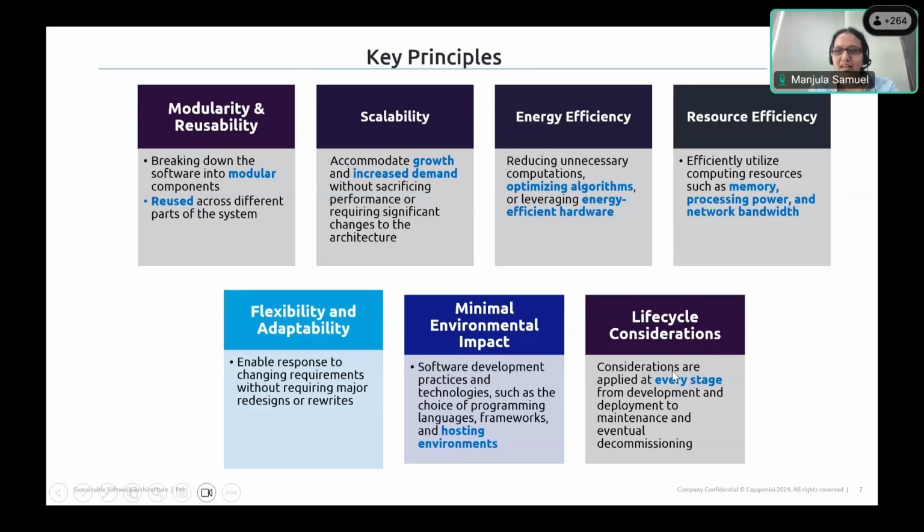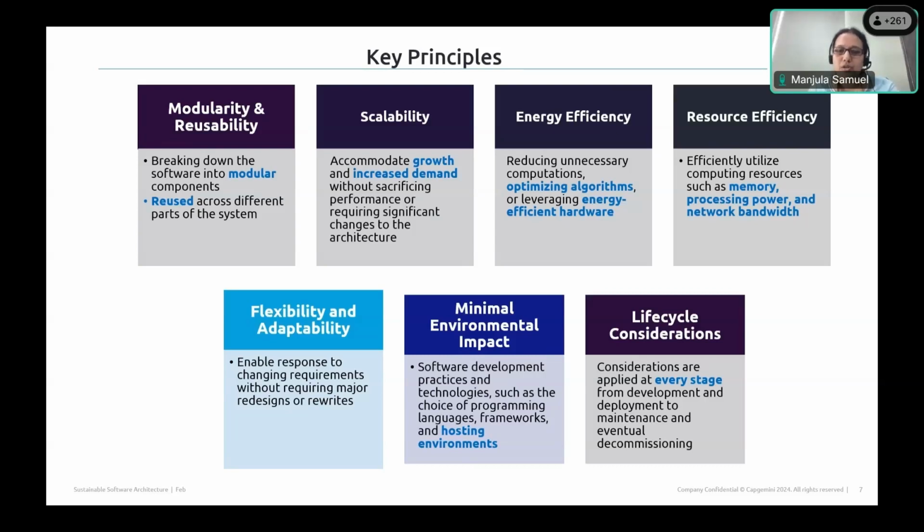The choice of programming languages, frameworks, or the hosting environment helps minimize the carbon footprint or any kind of negative environmental effect associated with software development. And lastly is the life cycle considerations, taking into account the entire life cycle of software, from development and deployment to maintenance and eventually the decommissioning, ensures that we are applying these principles at every stage, including even the disposal or recycling of your hardware and software components.